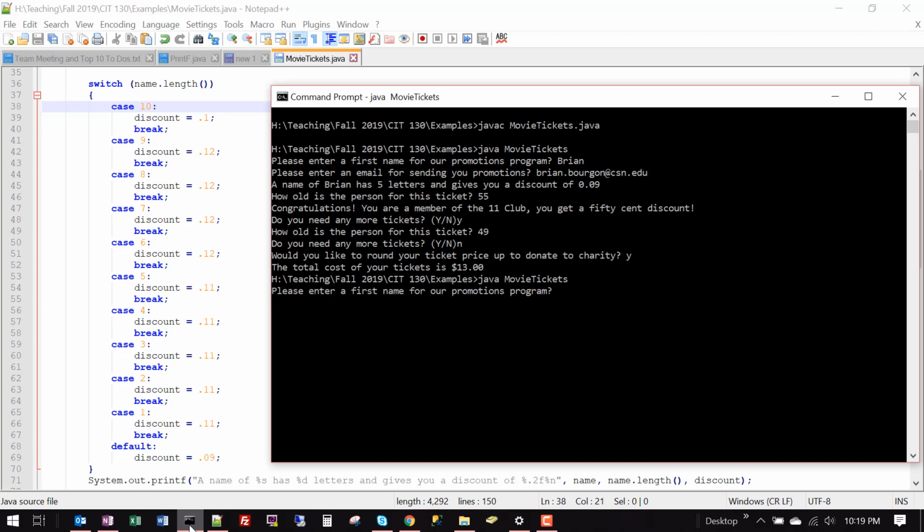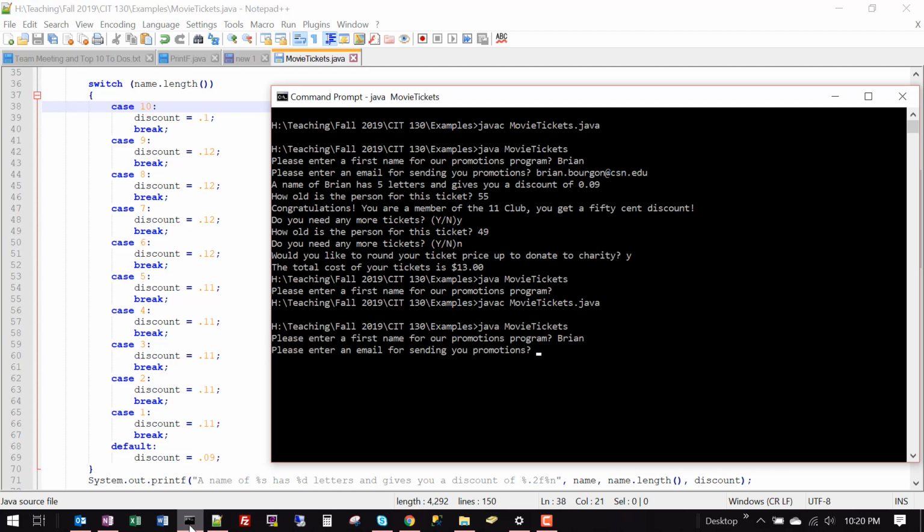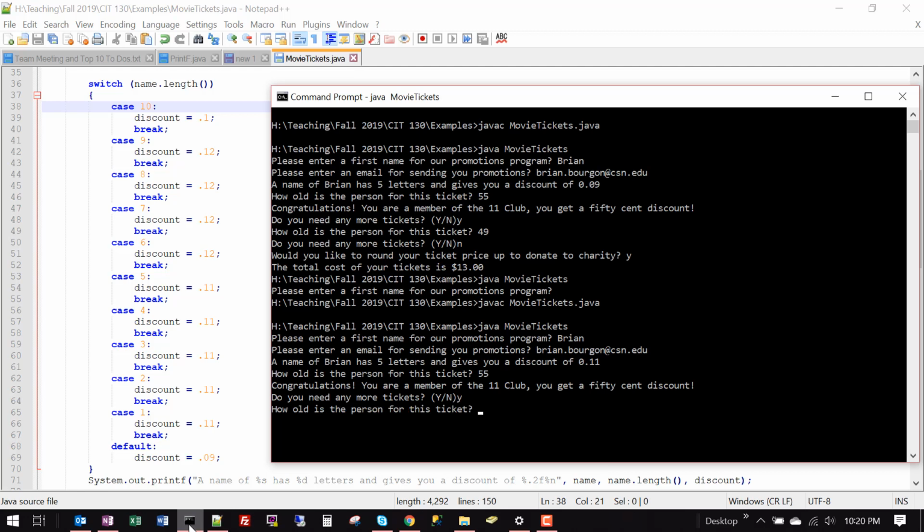Whoops. Now I have my 5-letter name. I'm getting an 11% discount plus my 50 cents off. And I don't need any more tickets. Yes. And I'm still paying $13 because of the round up, but I got the correct discount now.